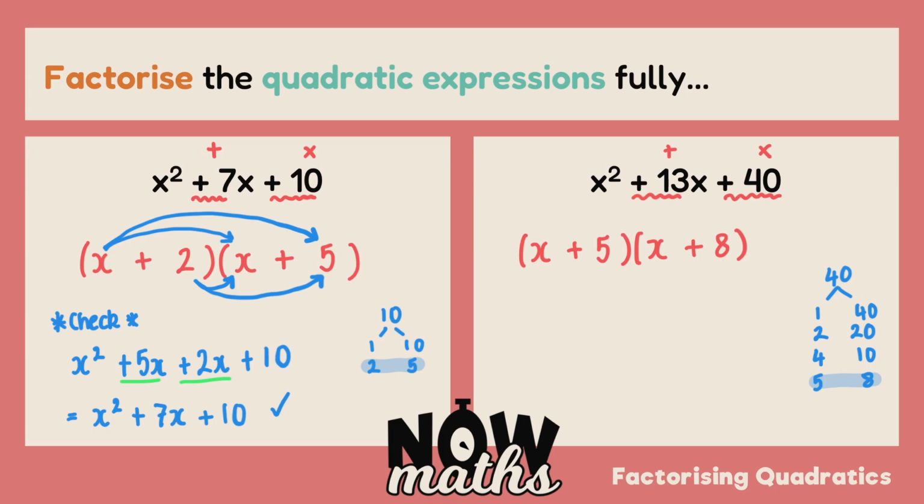We won't do it this time, but similar to last time, if we wanted to check that this answer is definitely correct, we could expand and simplify the brackets and make sure that we get what we started with. Another thing to note here is that if you were to write these brackets in the opposite order, so x plus 8 first, followed by x plus 5 second, this would also be a correct answer. That's because these brackets are being multiplied together and multiplication is commutative, which means it doesn't matter which way we do it.